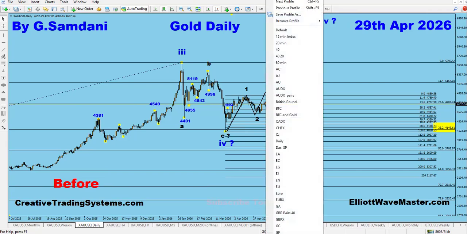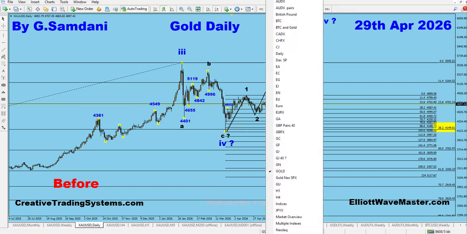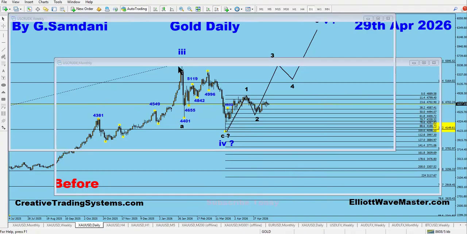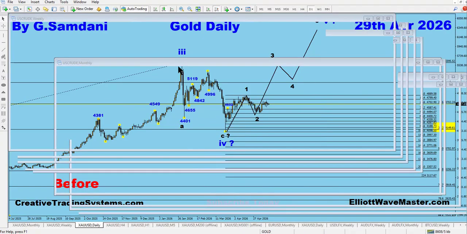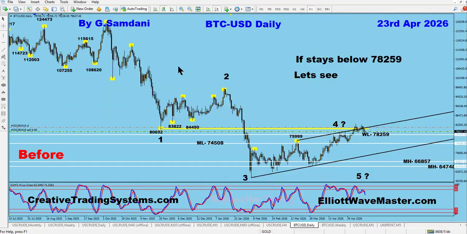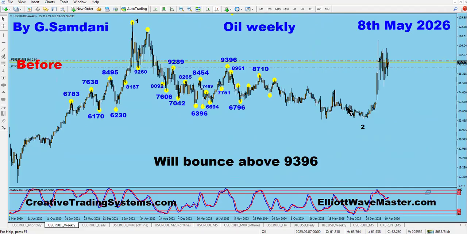What about oil? Let's go take a look at oil. Oil is right here. Come on, buddy. Okay, the oil you can see here. What the heck is that? No, that's not oil. That's Bitcoin. Get it. Now, oil, you can see here that this is my chart here.